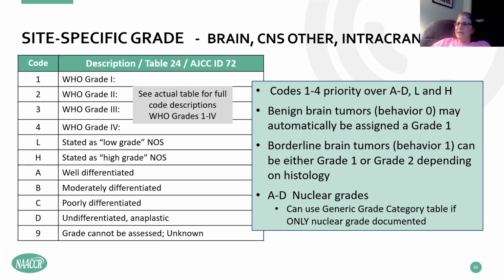So here's another grade table. This is the brain, CNS, other, and the intracranial glands. Remember, we went over the slide that for the /0 tumors, those are the benigns, that it would always be a WHO grade 1. Borderline brain tumors can be either grade 1 or 2, so you have to use the AJCC manual or the CAT cancer list or the solid tumors to determine if your histology has a default grade.